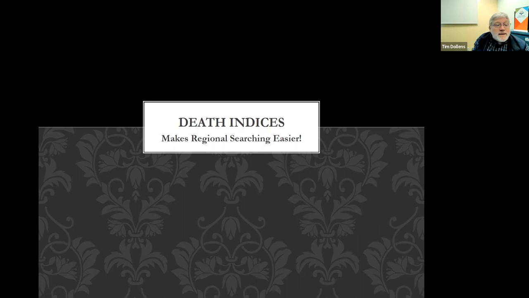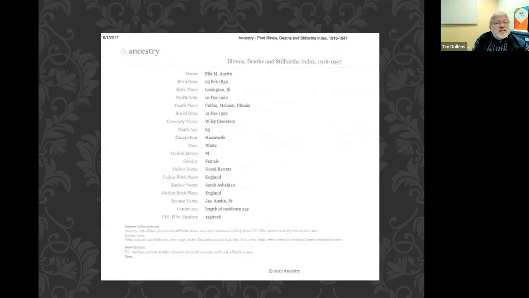I'm just going to show you one example of this. This is an example off of Ancestry for the Illinois Death and Stillbirth Index. And so they've gone through and basically indexed everything about some certain entry of someone's death. And so right here, you've got the name of Ella Austin, her birthplace and birth date, and when she died.